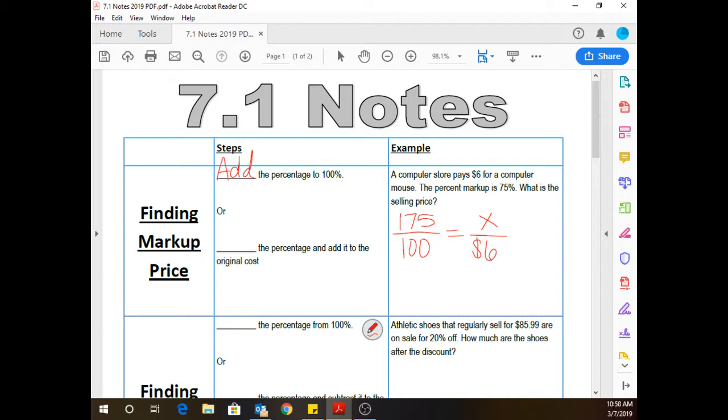So right now with your table partners and your calculator, solve that. Cross multiply and divide. And it should be greater than 6 because you're marking it up. Share the calculator love.